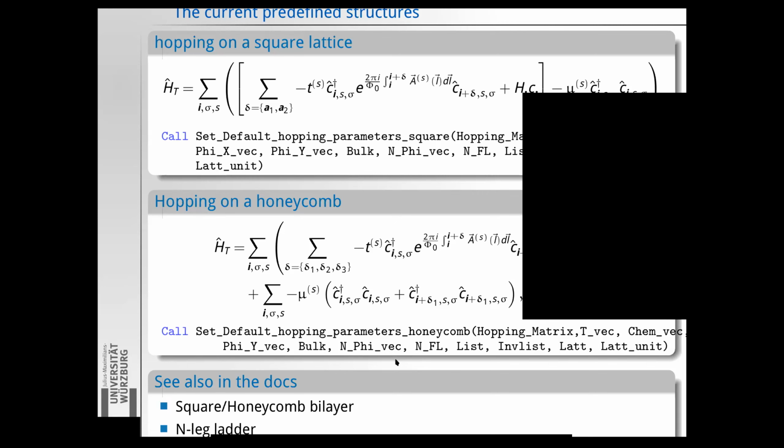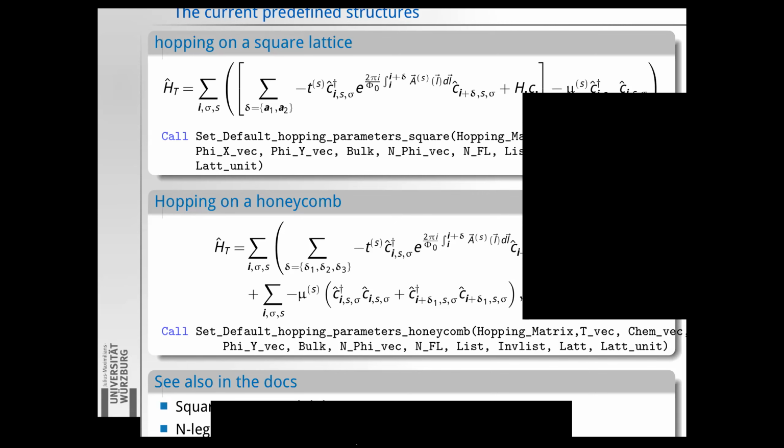Nearest neighbor hopping amplitudes. So you want, for example, yes, it's a similar question as before. Sorry, I meant next-to-nearest neighbors. So to have nearest neighbors with amplitude T, and then the next-to-nearest neighbors T prime, for example. I don't think that we have predefined structures for that. So you would have to set them up yourself, or write a new predefined structure for that, similar to what you mentioned. Thank you.